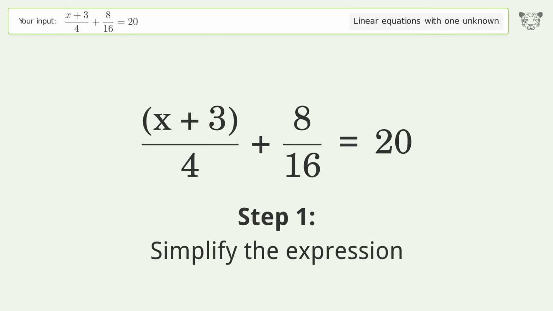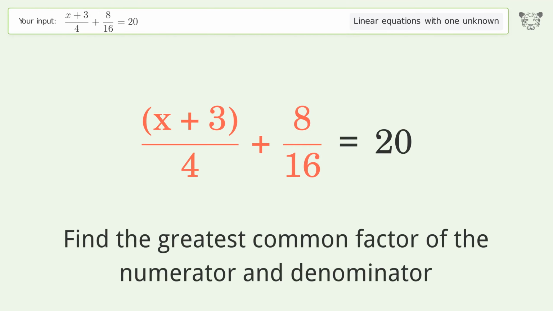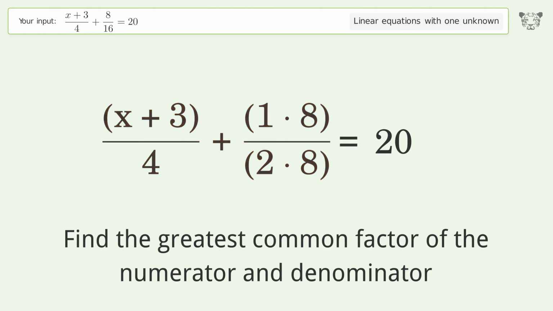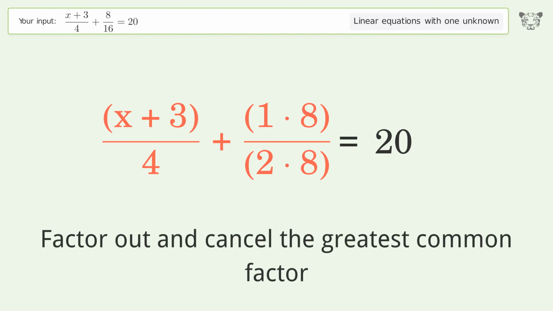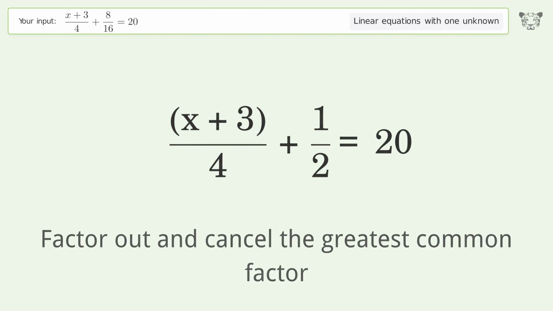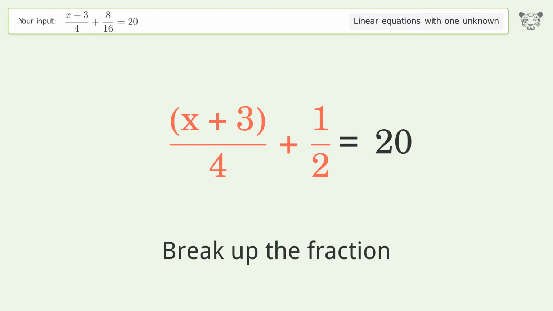Simplify the expression. Find the greatest common factor of the numerator and denominator. Factor out and cancel the greatest common factor. Break up the fraction.